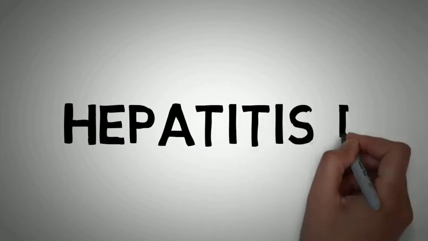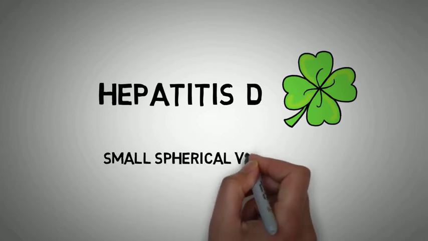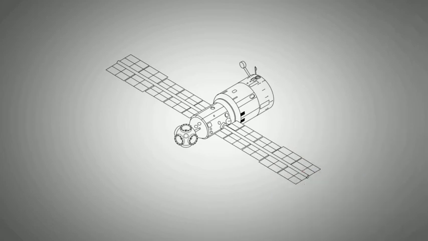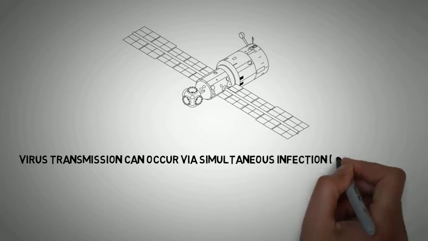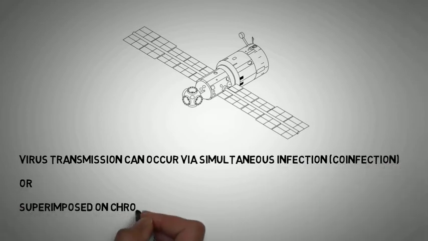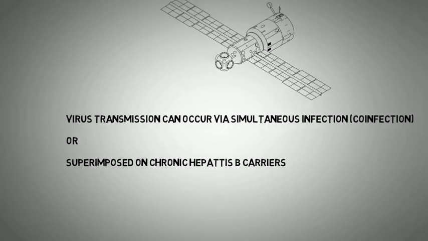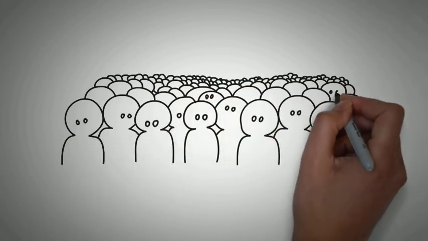Hepatitis D is the rarest of the hepatitis diseases, with a morphological structure that is a small, spherical, enveloped virusoid. Considered by pathologists to be a subviral satellite, because it can propagate only in the presence of the hepatitis B virus, transmission of hepatitis D can occur either via simultaneous infection with hepatitis B, called co-infection, or superimposed on chronic hepatitis B carriers. Nonetheless, this disease carries the highest mortality rate when coupled with hepatitis B, with a 20% survival rate.